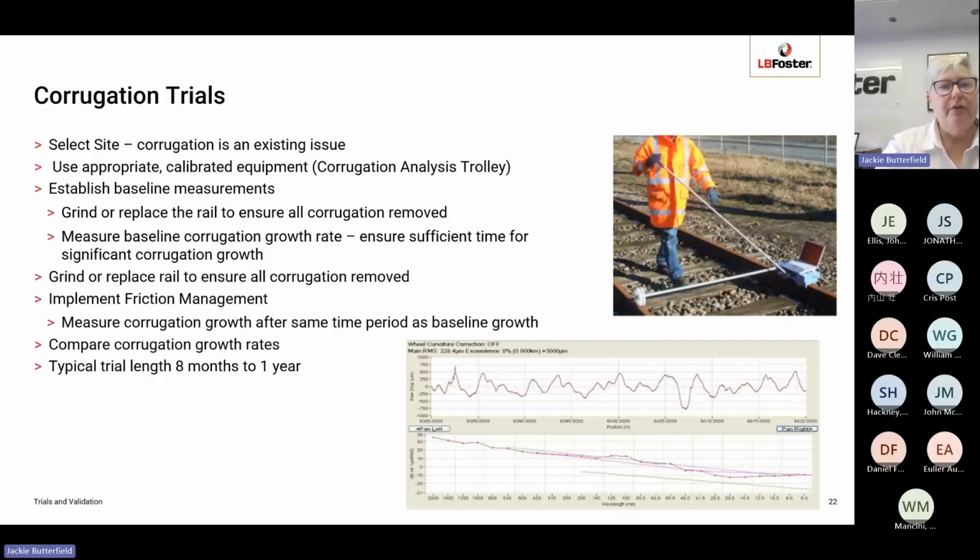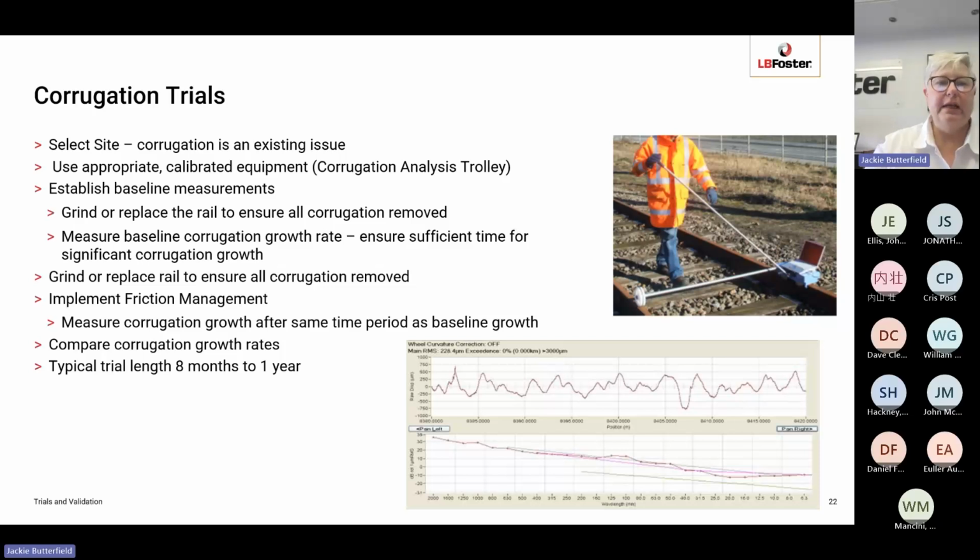Corrugation trials is another one. So again, you should choose a site where obviously corrugation is an existing issue and use correctly calibrated and appropriate equipment. In this case, a corrugation analysis trolley or a CAT trolley. Again, establish the baseline measurements. So this is a little bit more involved. In order to get a good trial, you need to start off with a clean rail. So either start off when the rail has been freshly ground or has been replaced to ensure that there is no corrugation.